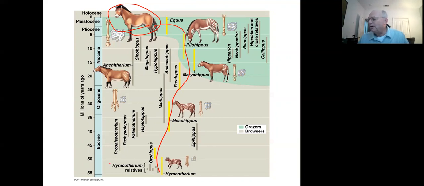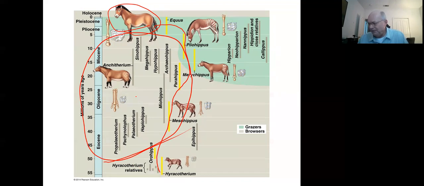ideas. There were a large number of related species, you can see them all here, that were also grazers, and in their time they were extremely successful. And there's no reason why they could not have given rise to modern descendants if grazing had been favored. But browsing had been favored. But it turns out that browsing would eventually not be favored, because the large forested areas would give way to large grassy plains over time.